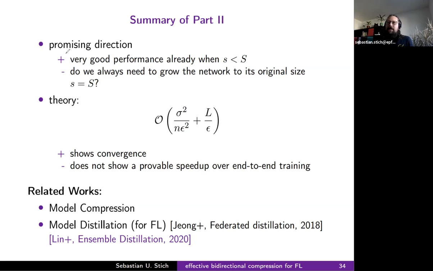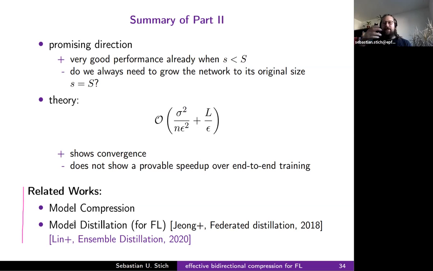So I think on the plus side, this is very good when we can stop the training before growing the model to the final size. But we somehow lose the benefit of compression. I mean, the compression ratio is 0 when we have to grow the model to the full size. And I think this is a very general, interesting direction.